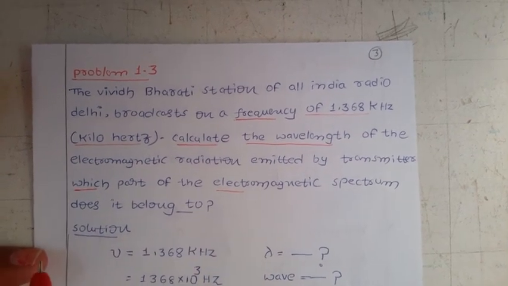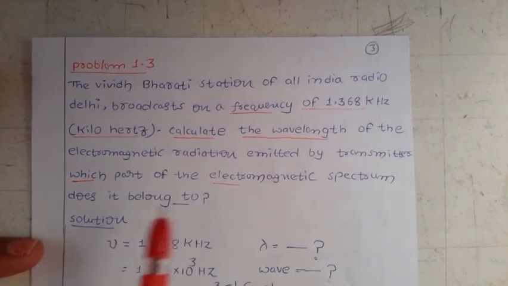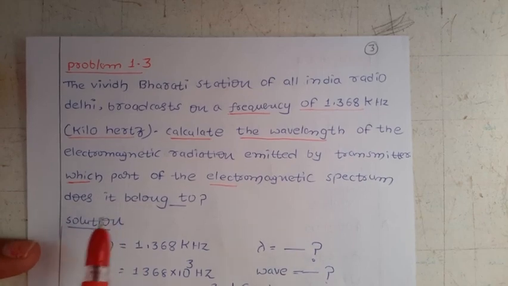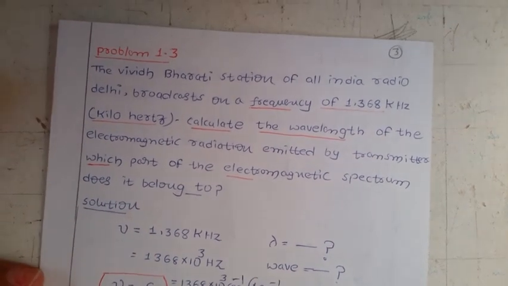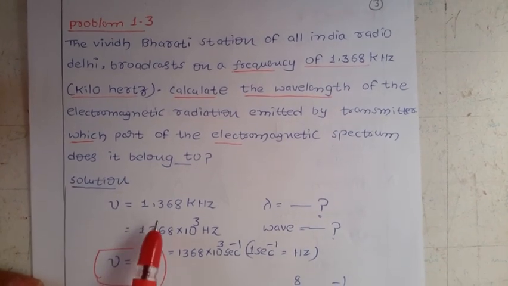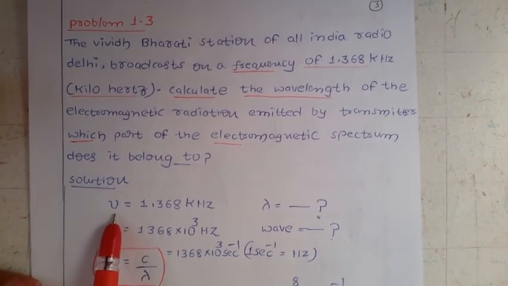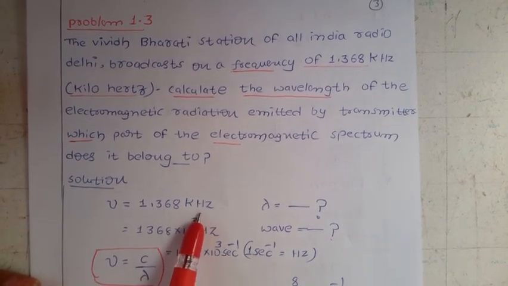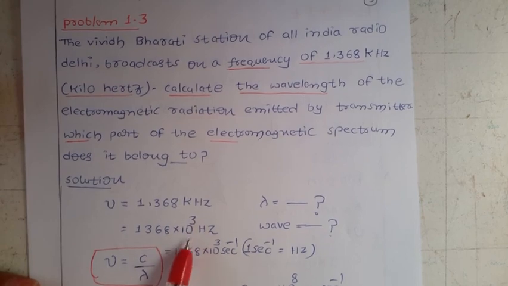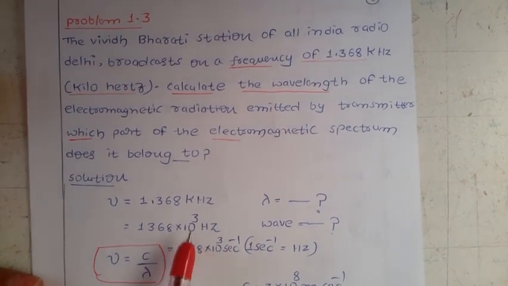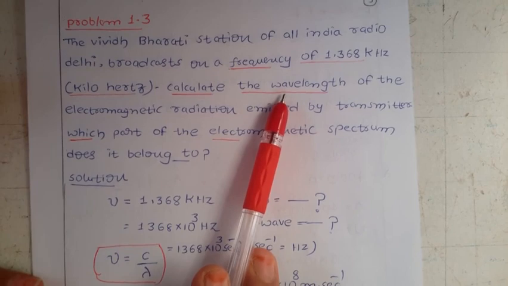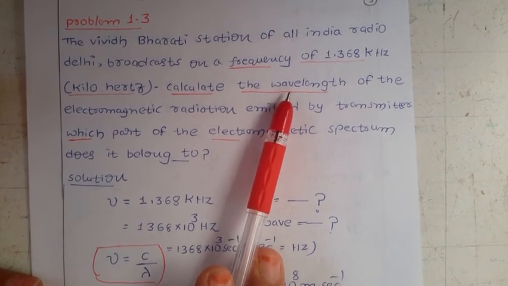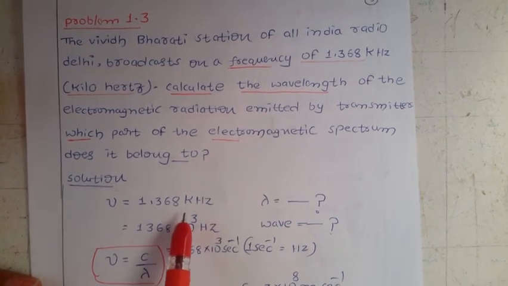So here we have the All India radio station, broadcasting on a frequency. Now let us go for the solution. Here the frequency has the symbol mu, in kilohertz. That kilohertz I am going to convert to hertz. Why? Because in the question they ask us first to calculate lambda. Just now we came across units of lambda: either centimeter, nanometer, or angstroms. So kilo should not be there.